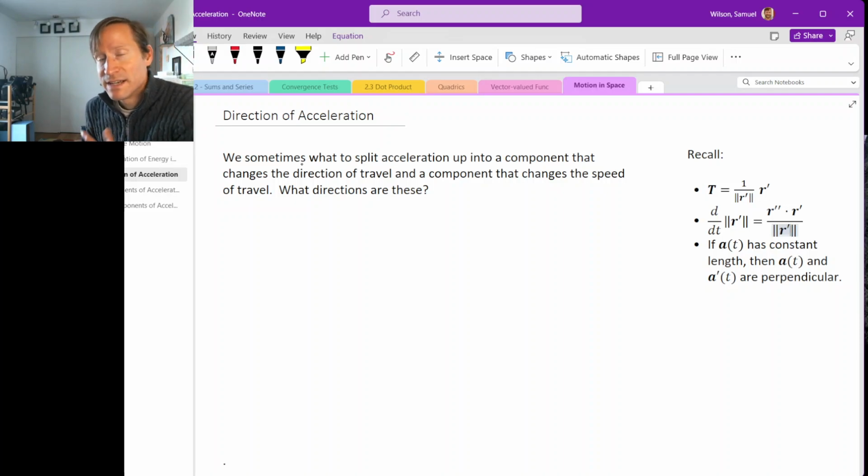Sometimes when you're analyzing the motion of an object, you'd like to be able to analyze its acceleration in two different pieces. One part that changes the direction of travel of your motion, and the other part that changes the speed of travel of the motion.